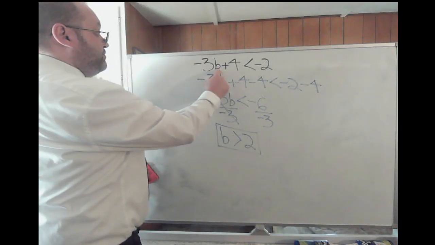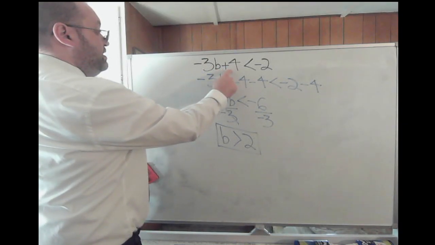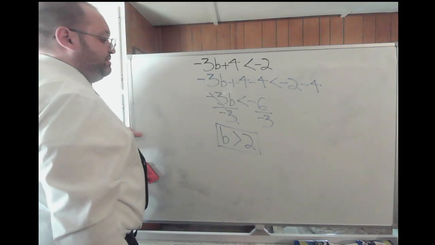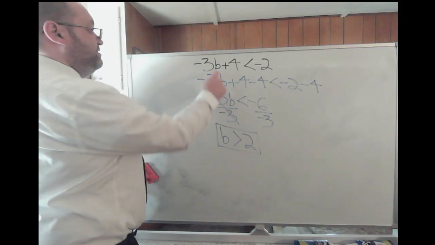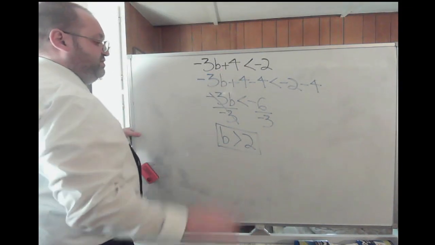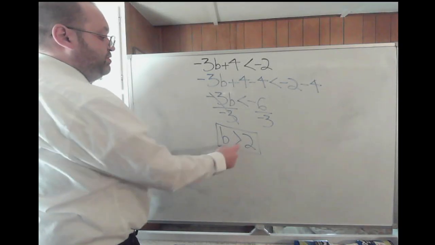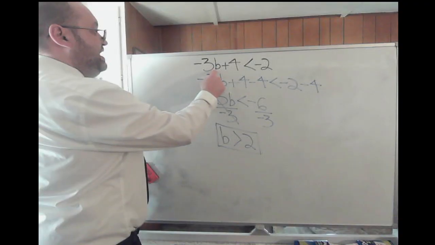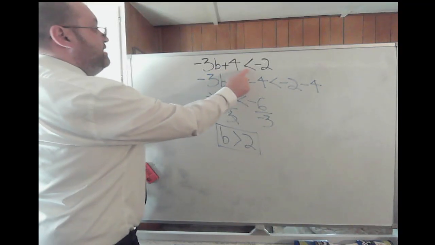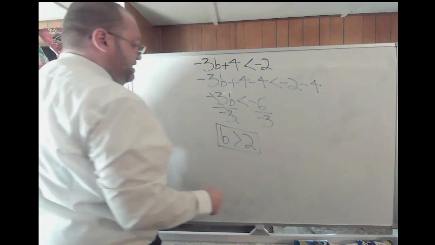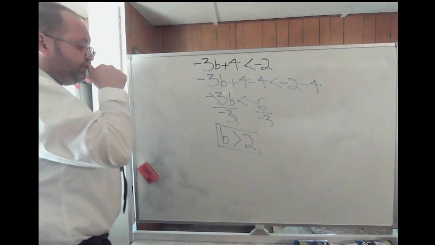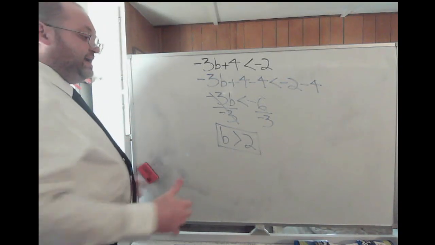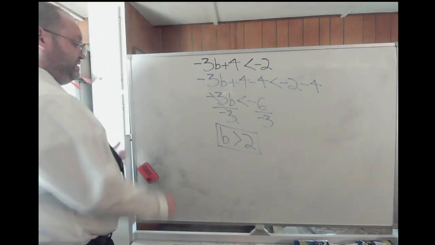You'd have negative 3 plus 4, which would be 1. 1 is definitely not less than negative 2. That'd be a false statement. If you put in b equals 0, you just get 4 less than negative 2. Also a false statement. But if you put in something like 3, so negative 3 times 3, that's negative 9 plus 4, that's negative 5, which would be less than negative 2. So that's why whenever you divide or multiply by a negative, it flips the sign.